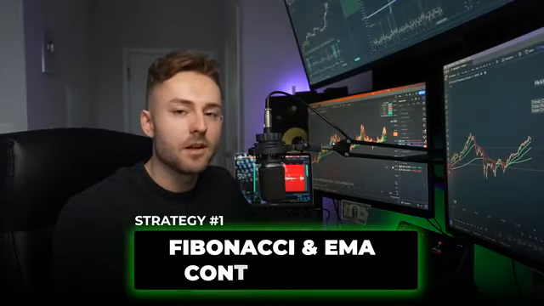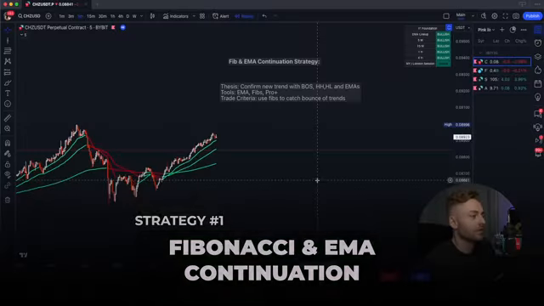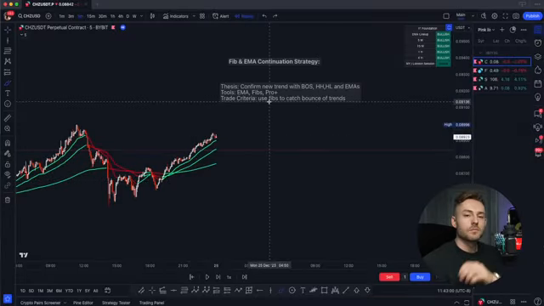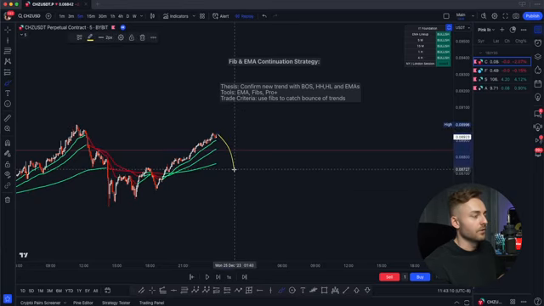All right, so let's get into strategy one, which is going to be a Fibonacci and EMA continuation strategy. So the thesis around this trade is we want to be able to confirm the trend using what we just learned, and then being able to use Fibonacci tools to catch areas of the market where it's going to drop, then play the bounce continuation on the trend.